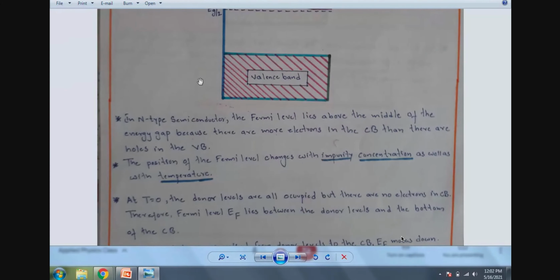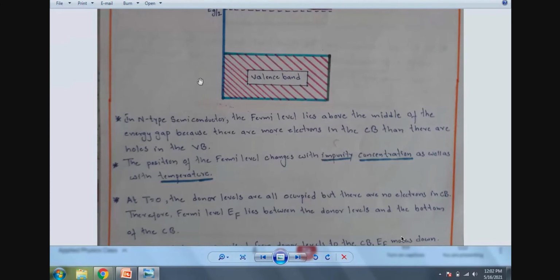As the temperature is increasing further, at the temperature at which half of the donor states have become empty, EF coincides with the donor energy level. As the temperature increases, the energy EF will decrease. It reaches a point where half of the donor atoms are excited to the conduction band. With further increase in temperature, EF comes downwards, that means it reaches the middle of the energy gap.